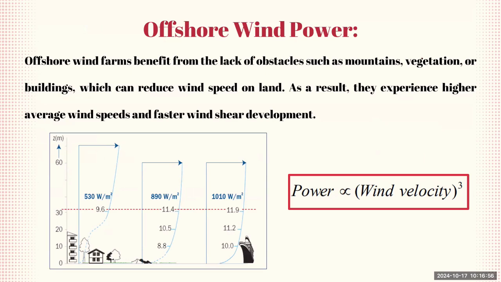Here we can see how the wind power can be related to the wind speed. So we know that as the wind velocity increases, there will be a direct increase in the power with the equation shown here, which means that the higher the wind velocity, the more power will be generated by the wind turbine.